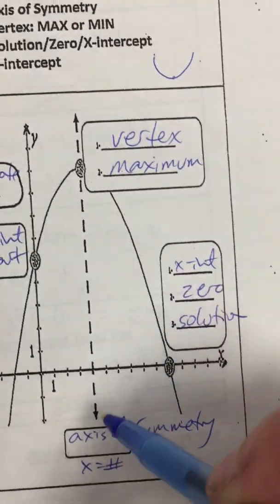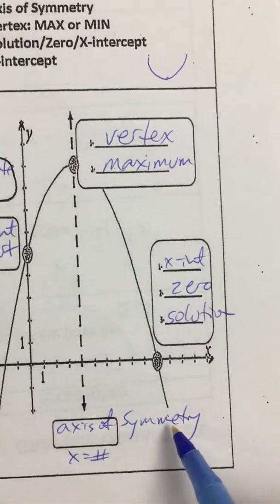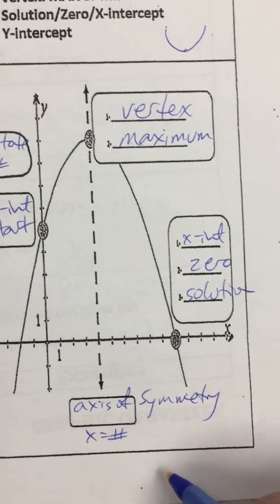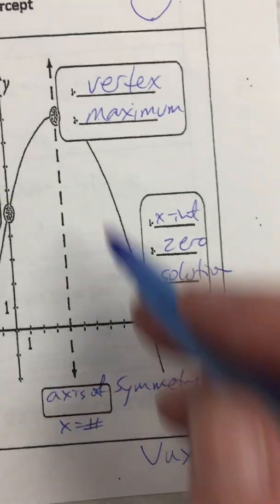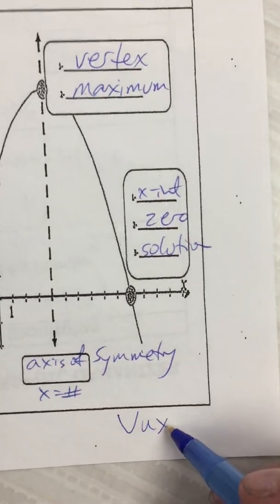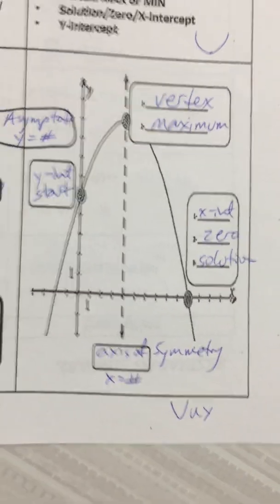The imaginary line down the middle through the vertex is your axis of symmetry. And because it's a vertical line, VUX, V-U-X, V for vertical, the slope is undefined. And the equation starts with x equals a number, so that will always be an x equals number equation, okay?